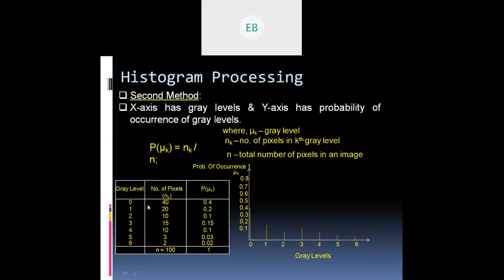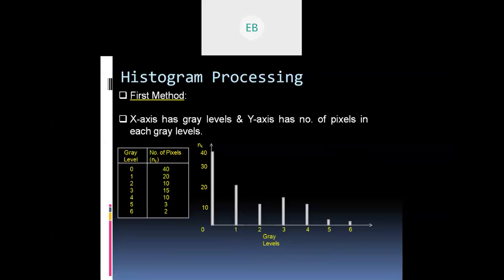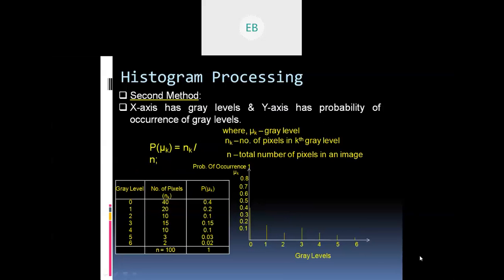The second method is, again, the x-axis represents gray levels, but this time the y-axis represents the probability of occurrence of gray levels. In the previous method, the y-axis only denoted the total number of pixels each gray level has, but in the second method it is the same thing, except that it describes the probability of occurrence of the pixels for each gray level. Same image, gray levels from 0 to 6.